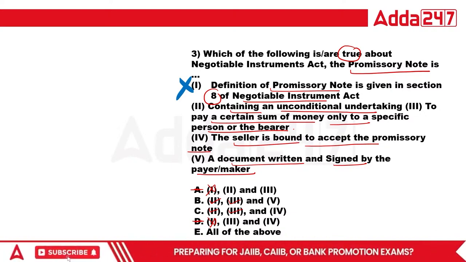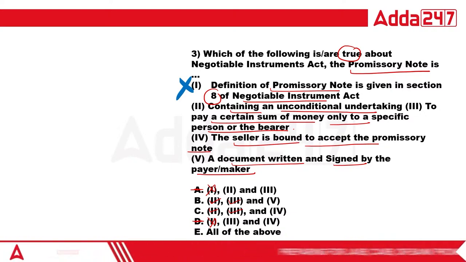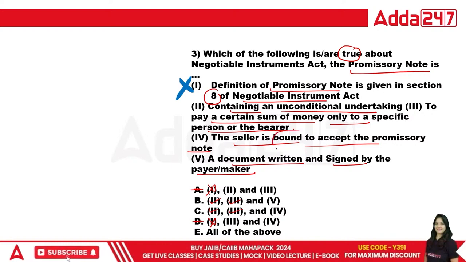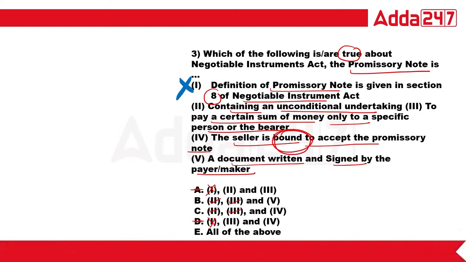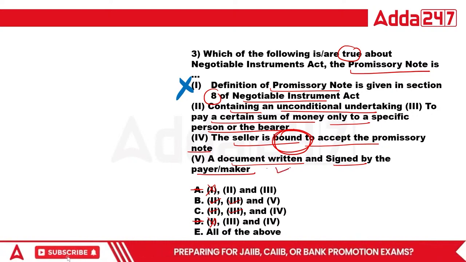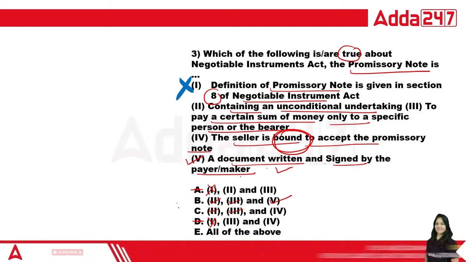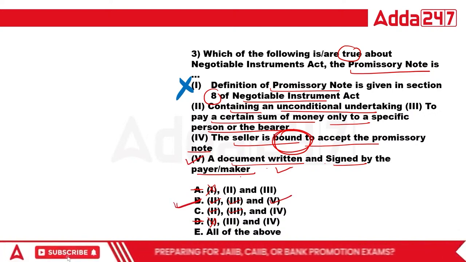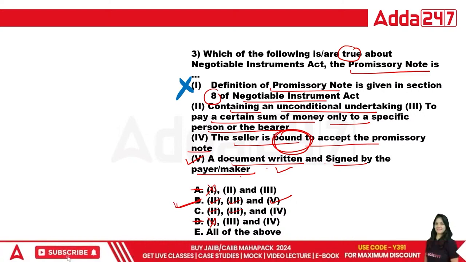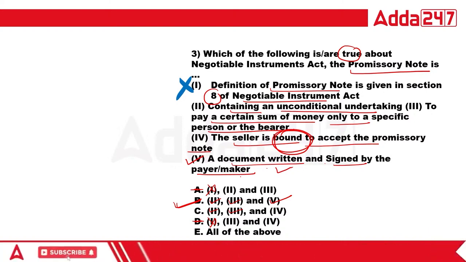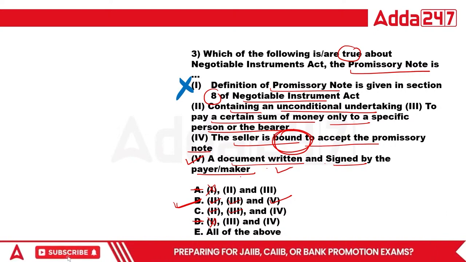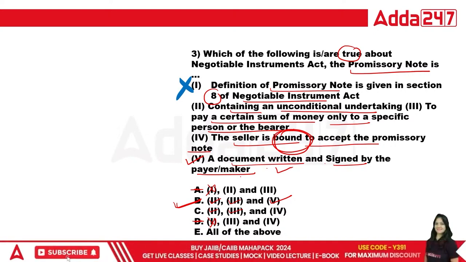So for the fourth one, the maker is bound to accept, that is not necessary. But the document is written and signed by the maker, that is right. So the fifth is right. So that's why the answer will be B. Is that okay, class? B is the right answer for this question.